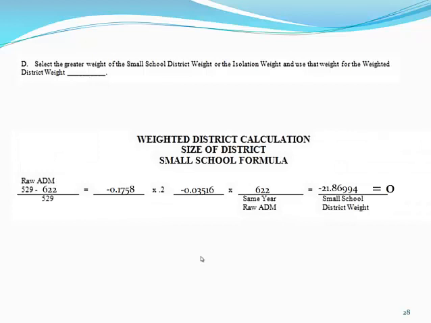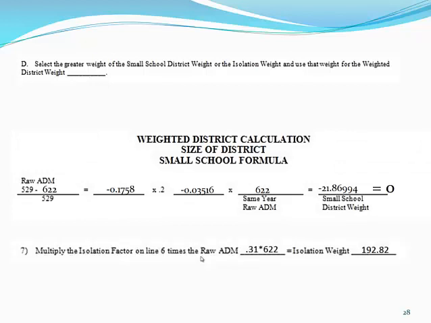So now we simply go to part D. Again, for most of them, at any point in the isolation weight, if it said go to Part D, you would enter 0 here as the isolation weight. But in our case, we didn't. We had an isolation weight. Now, our district weight was 0. But we had an isolation weight of 192.82. You can take one or the other.